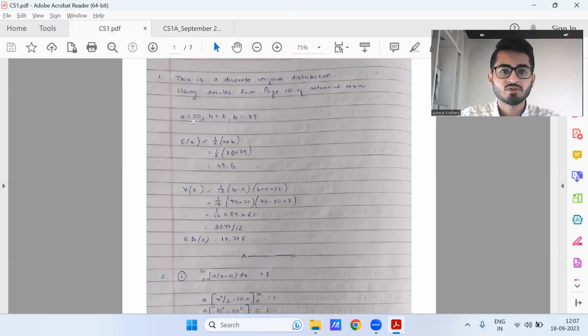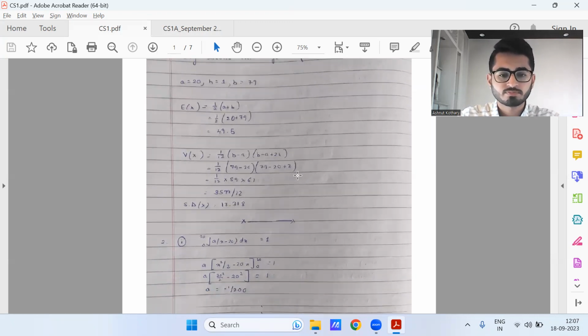So A, which is the starting value, is 20. H is basically the increment, that is the difference between two consecutive values, and B is nothing but the end value. This is the formula for expectation. This is the formula for variance. So some of you did make errors in part 2.